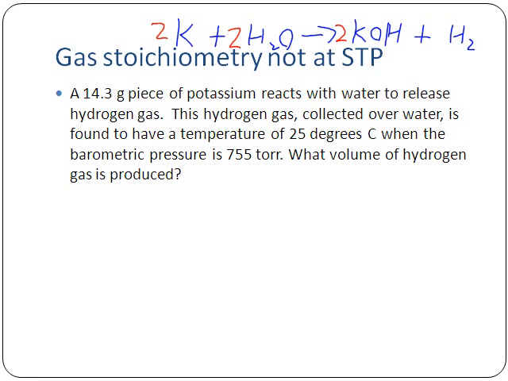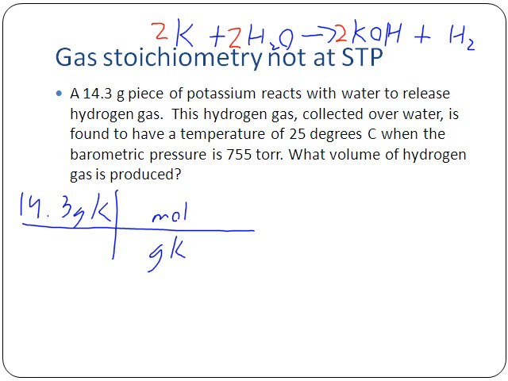So setting this up, same way that we have before, we have a 14.3 gram piece of potassium. So we start off with 14.3 grams of potassium. Want to set up our table. First thing we want to do is convert from grams to moles. We don't have to worry about whether it's STP or not, because we're just converting from grams to moles. This is just good old-fashioned stoichiometry that we've done for a while here.